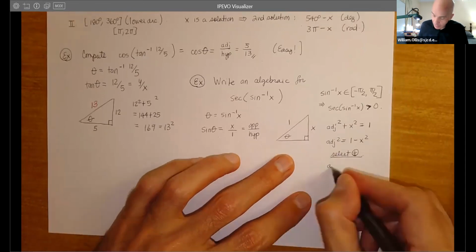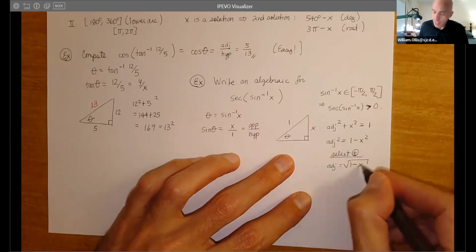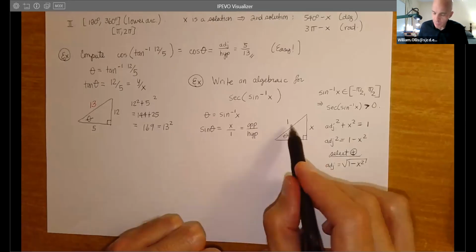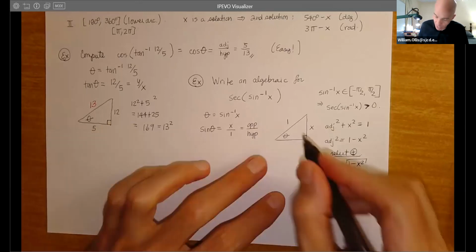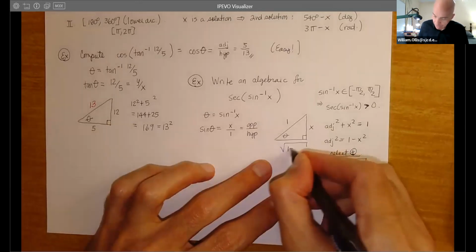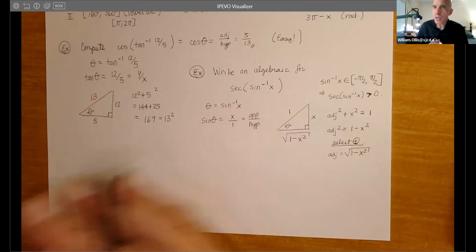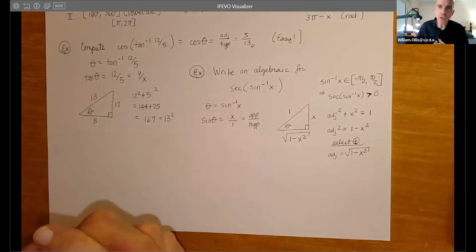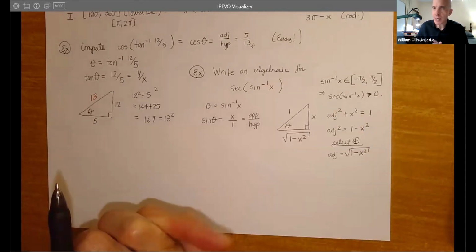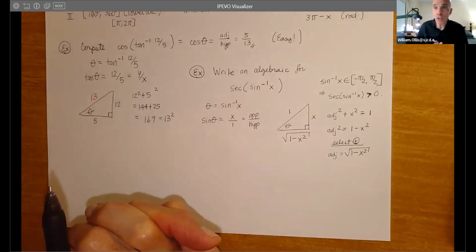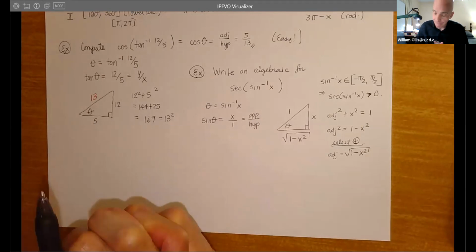So the adjacent side will just be the principal square root of 1 minus x squared. Really, what you can do in your head is 1 squared minus x squared, square root, or the square root of 1 minus x squared. So now we have this. Again, this technique doesn't get a whole lot of use in Cal 1, but it certainly gets a lot of use in Cal 2 when you do trigonometric substitution as an integration technique, and also when you're doing the derivatives of the inverse trig functions at the beginning of calculus 2.